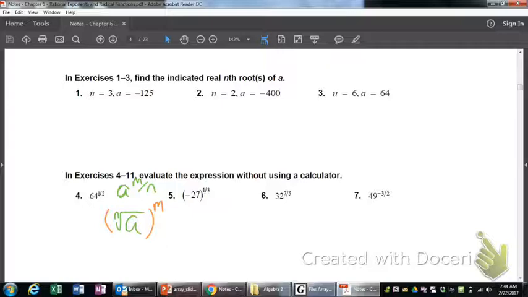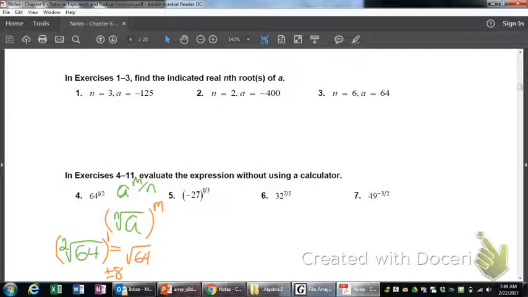So for number 4, what you're going to have is 64. And when it says it has a 2 right here, in most cases you really don't need to write the 2. It's an assumed 2. However, we'll leave it there for this case. And then you have an exponent of 1. Also, in most cases you do not need to write the 1. So what this would actually look like is just the square root of 64. You all know the square root of 64 is 8. And anytime you have an even root, it's plus or minus.